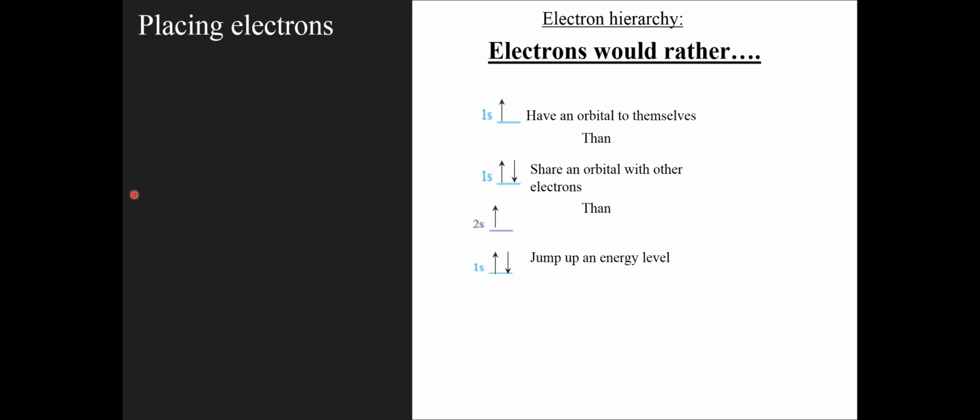Following these rules, you can create a sort of hierarchy as to where electrons go within an electron table. As you can see, electrons will prefer to have an orbital by themselves than to share an orbital, and they would rather share an orbital than have to move up an energy level. So following this chart, you can pretty much figure out where any electron goes within the table.